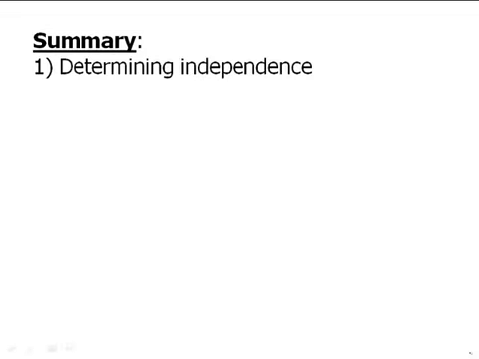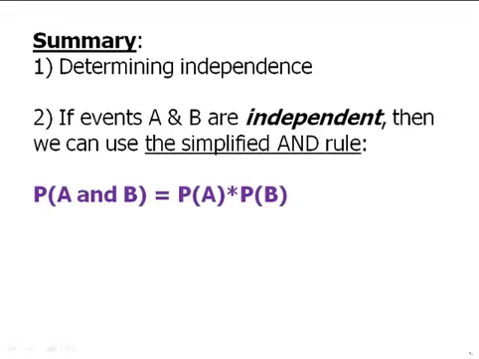So, in summary, first of all, it's very important to determine independence. And really the crucial question is, does the way A turns out have any effect whatsoever on the way B turns out? If the two events have no effect on each other, in other words, if any outcome of one can go equally well with any outcome of another, then the events are independent. If the events are independent, then we can use the simplified AND rule: the probability of A and B equals the probability of A times the probability of B. If events are not independent, then we have to use a much more complicated probability rule, which we'll talk about in upcoming videos.